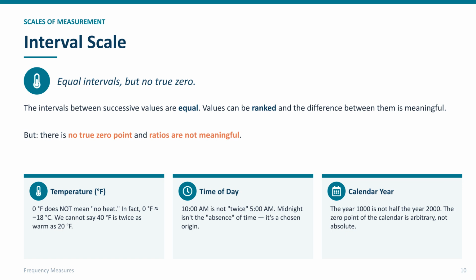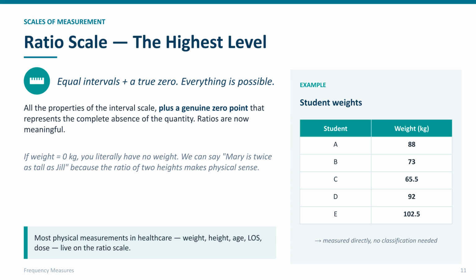The interval scale features equal intervals between values, but lacks a true 0 point. This means while we can rank differences, ratios are not meaningful. Examples include temperature in Fahrenheit or calendar years. Finally, the ratio scale is the highest level of measurement. It includes all the properties of the interval scale, plus a true, absolute 0 point. This allows for meaningful ratios, which is why most physical measurements in healthcare belong to this scale.